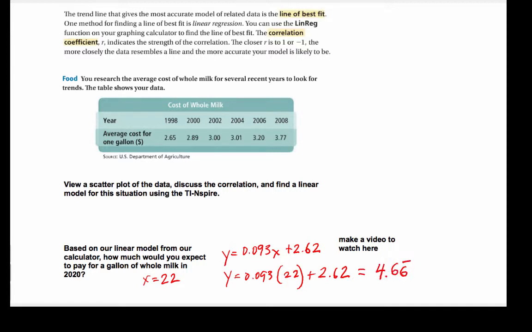4.66 repeating. So based on our linear model from our calculator, how much would you expect to pay for a gallon of whole milk in 2020? Write a sentence to answer the question. We would expect to pay $4.67 in 2020.